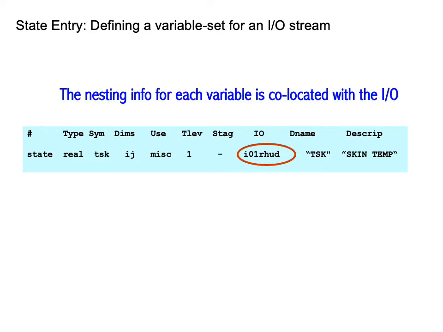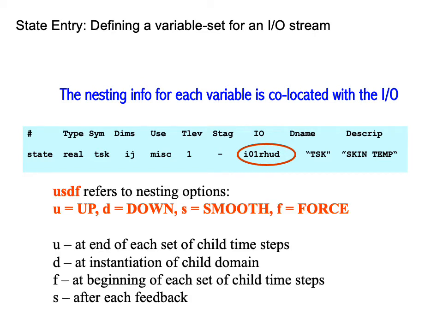Nesting information is located also in the I/O stream set of elements. The 4 letters that are used for nesting are U, D, S, and F. U and D stand for up and down, S stands for smooth, and F stands for force.